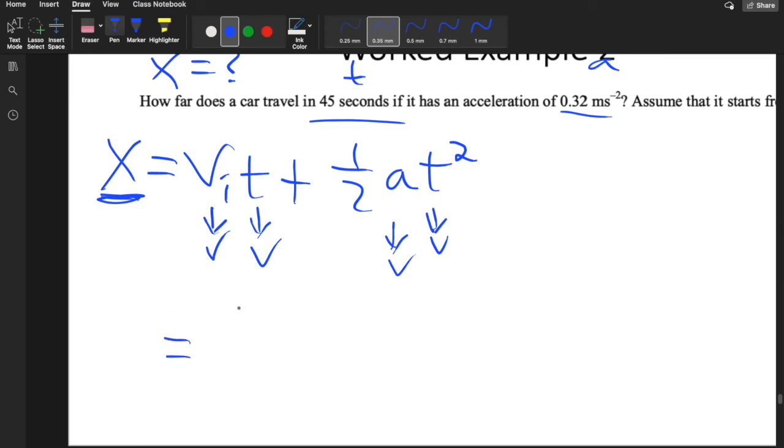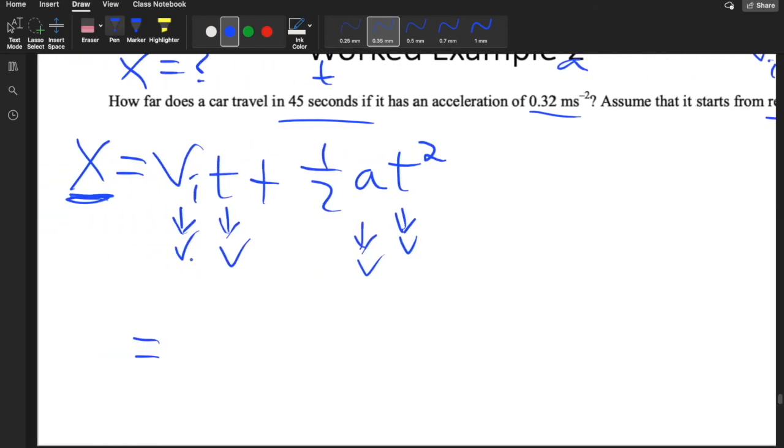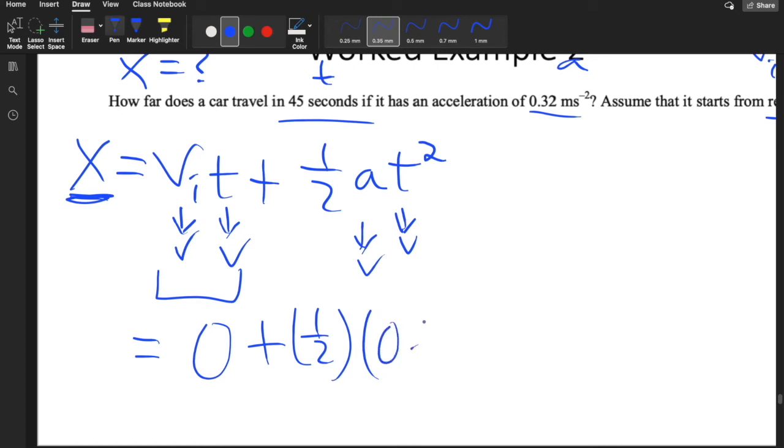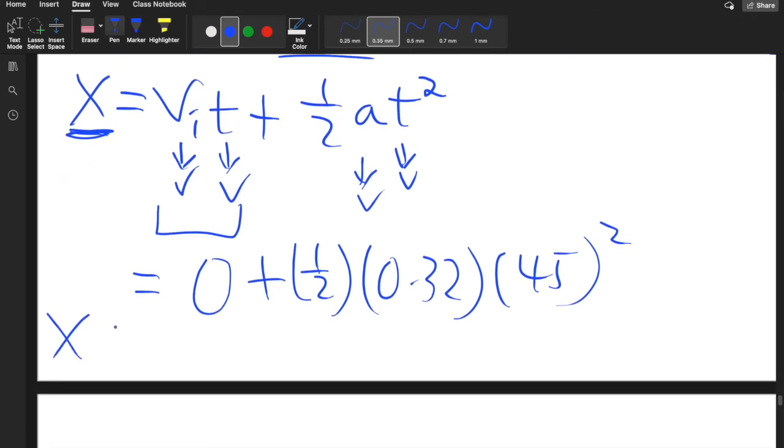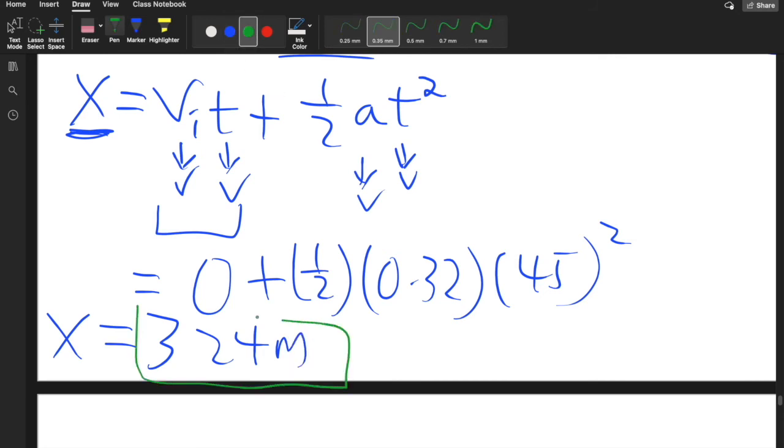So initial velocity here is 0, so this part is going to be 0. And then plug in the numbers. Acceleration is 0.32 and time is 45. So let me calculate them. So it will be 324 meters. And this will be your final answer.